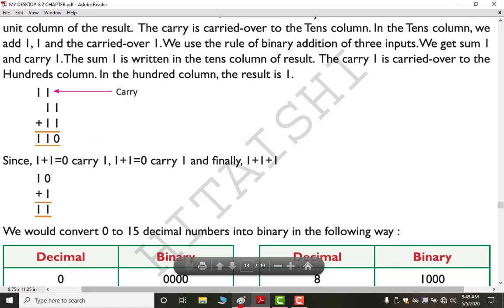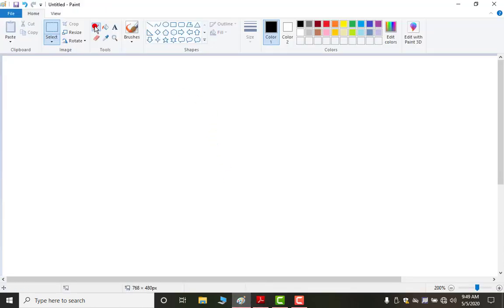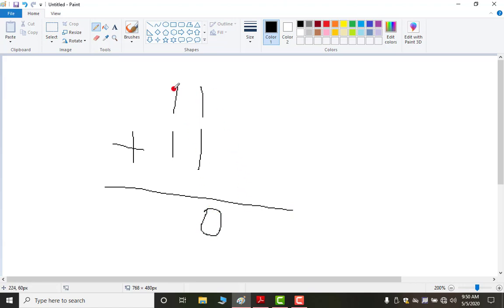Okay, let's do the practical of it. 1 1 1 1, you have to add this. How you can do it? 1 plus 1, 0, carry 1. Now if you add this 1 and this 1, you will get 0 and carry 1. Now we have to add this 1 with this 0.